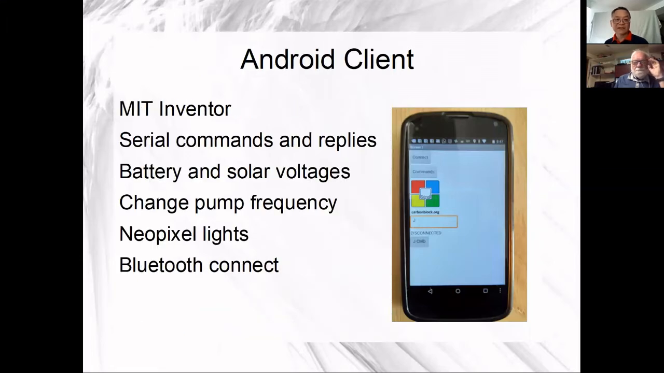And for my data collection, I did start with a little quick Android client. It's just put together in MIT App Inventor, and it uses the Bluetooth connection and can send serial commands and get replies. So I can read all the battery and solar voltages. I can change the frequency the pump's running at. I can change the color that the NeoPixel lights, and I can turn them on and off if I want to have extra light for the plants.